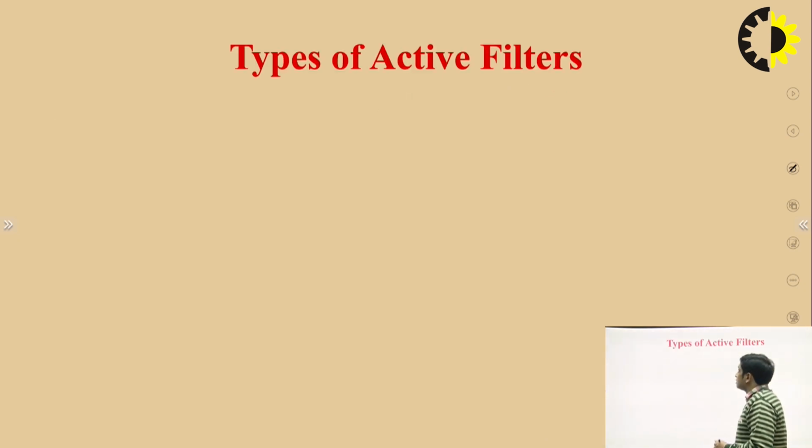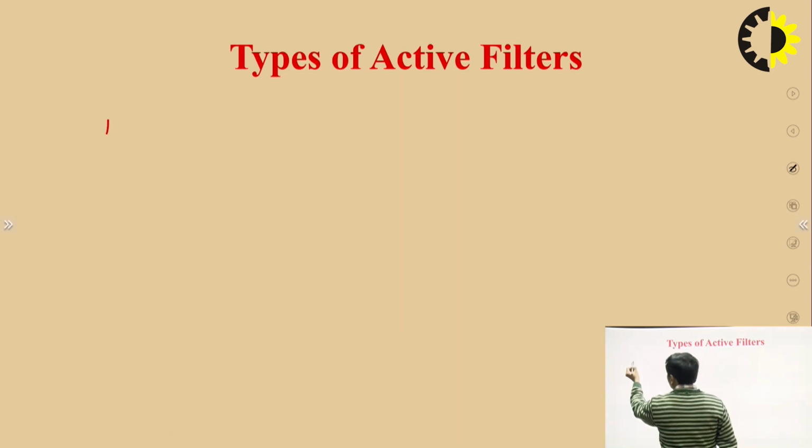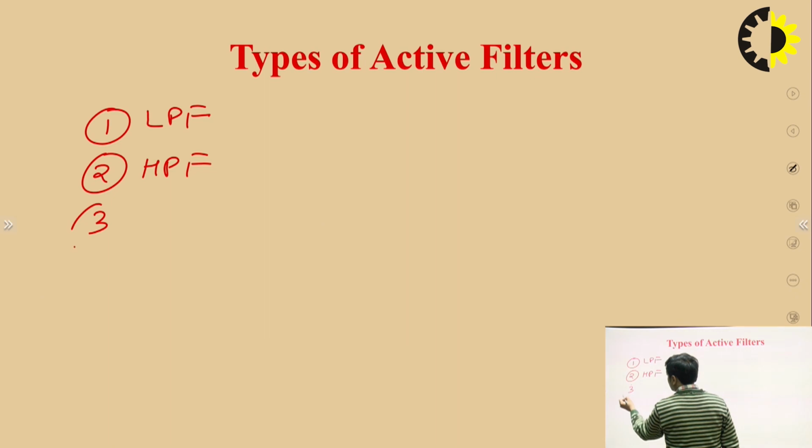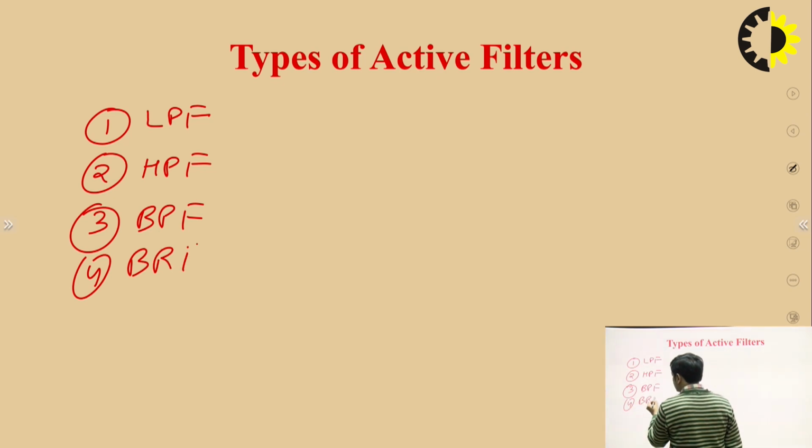So the next topic is types of active filters. There are mainly four categories. The first one is the active low pass filter. The second one is the active high pass filter. The third one is the active band pass filter. The fourth one is the active band reject filter.